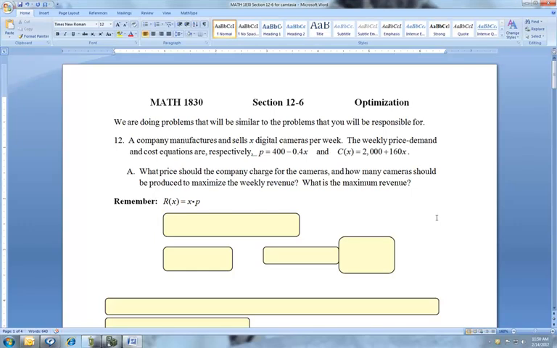Now we're going to be looking at some application problems, and these are some even problems out of your textbook. And I chose these because they're similar to problems that you're going to be responsible for. So the first problem we have is problem 12.